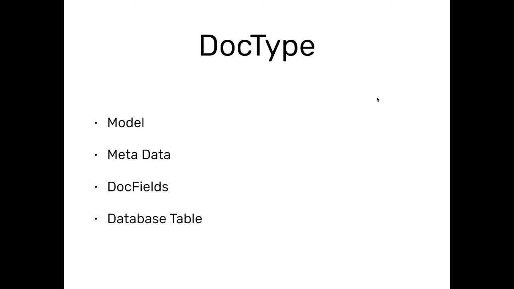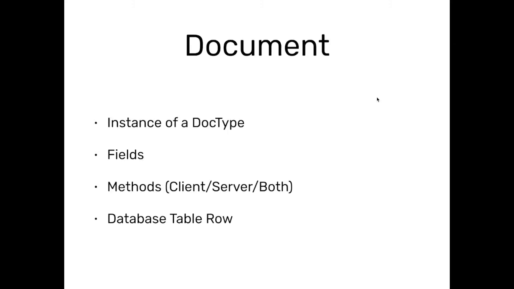There's one more concept which we call document. A document is an instance of a doctype, and it has the actual field values which we described in the doctype. It has methods which we define in controllers, which can be on the client side, server side, or on both. And it is a representation of the database table row. So a database row is the backend of the document.